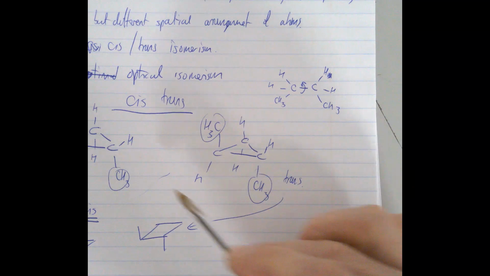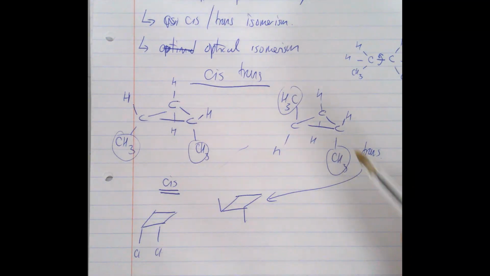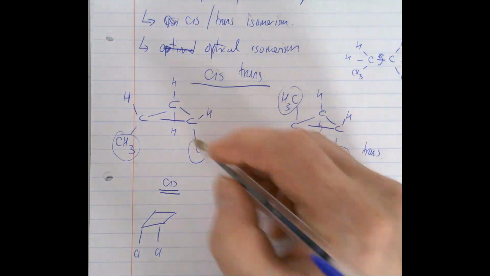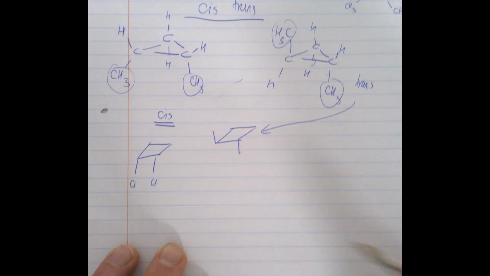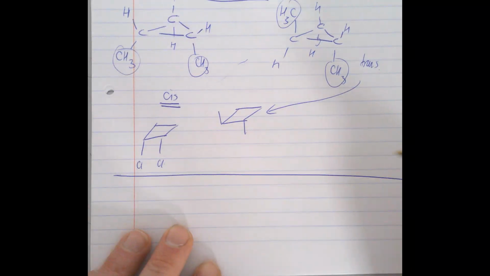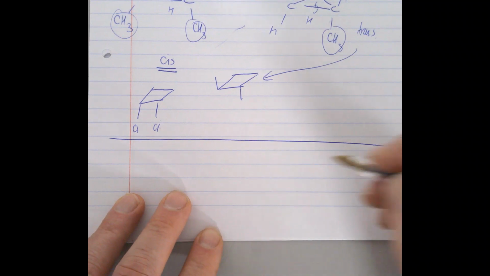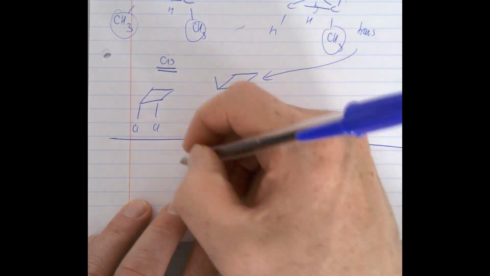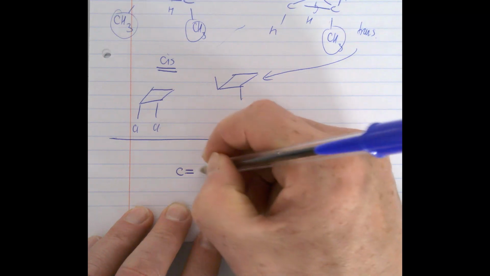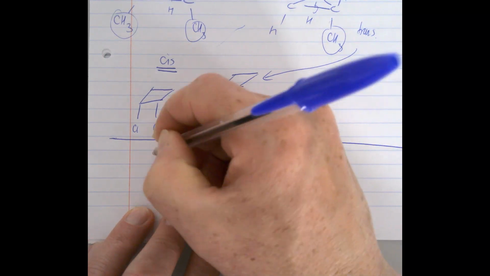Now, when it's a ring like this, this bond can't rotate because it's being fixed in place by the fact that it's in a circle like this. All right. But you can also get cis-trans isomerism with alkenes.